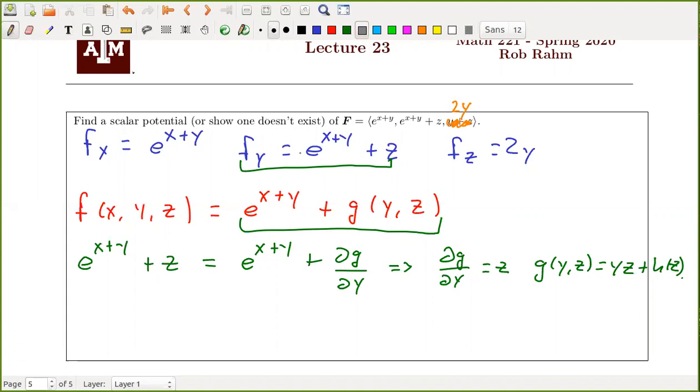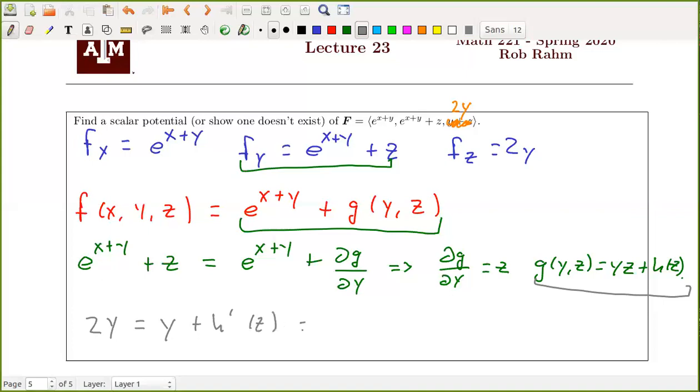Okay, but now look at what's going to happen. We're assuming that the z derivative of f is equal to 2y. We're assuming that there's a function whose z derivative is equal to 2y and satisfies all this other stuff. So we know that 2y is equal to the z derivative of g. What is the z derivative of g? Well, it's y plus h prime of z.